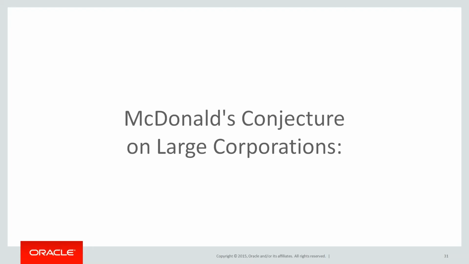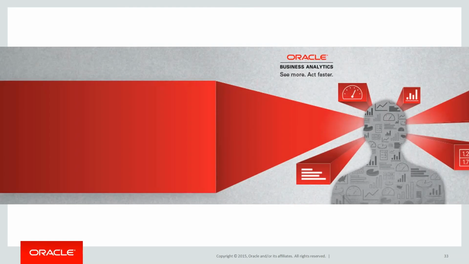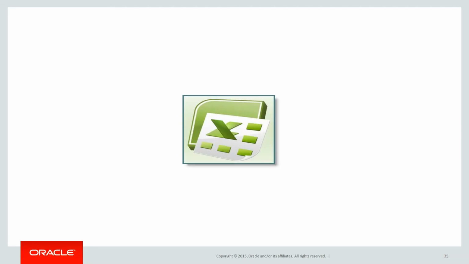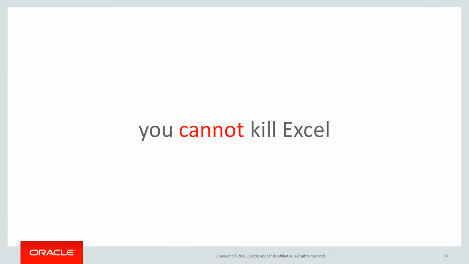I have this conjecture on every large corporation that you cannot kill Excel no matter what you do. Even if you go buy something like the Oracle Business Analytics or some third-party tool that gives you things like custom queries and ad hoc reports and quality solutions, it doesn't really matter. Somehow or some way, Excel just multiplies, breeds like rabbits through your organization. And that's generally a problem because your information gets just fragmented everywhere. You cannot kill Excel. Now the question is why?